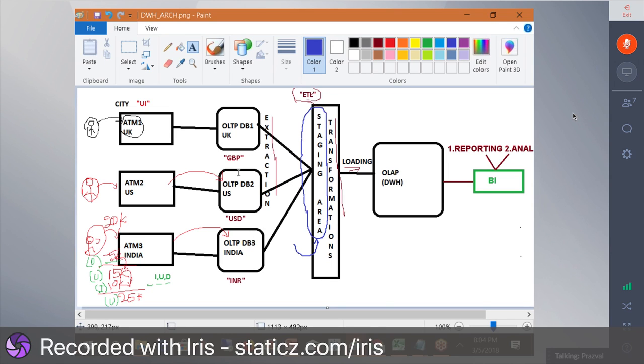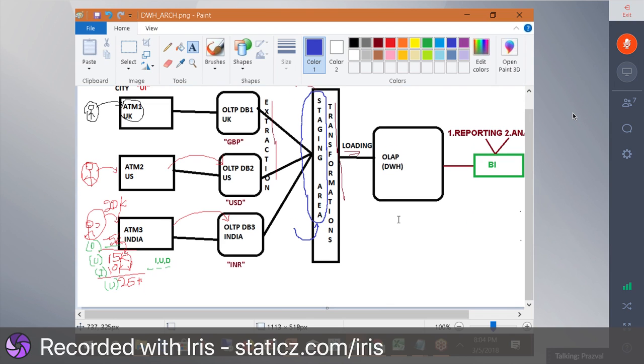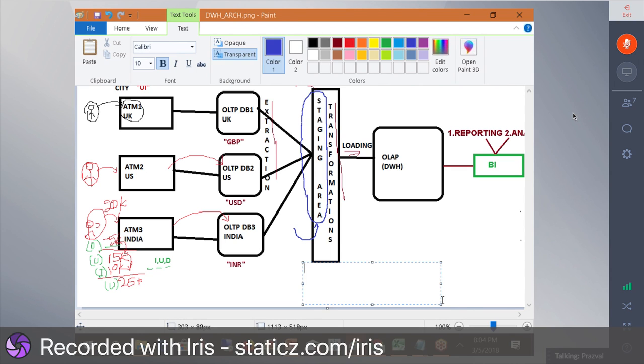At the end of the day, ICICI wants to compare everything in the form of rupees. So here we need to convert dollars to rupees as well as pounds to rupees. Where are we going to do all the conversions? In the staging area. Here we transform the data into information, converting dollars and pounds into INR.